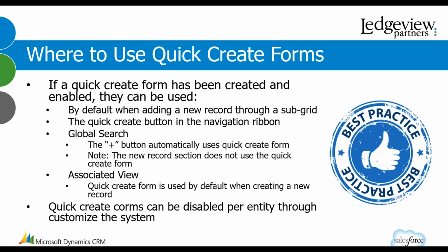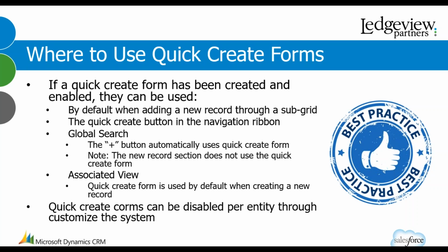The quick create button in the navigation ribbon, and I will go into CRM and show you where these are exactly. The quick create button in the navigation ribbon, and in the global search, when you search for an item and there's a plus button right next to the account or contact, will use a quick create form. However, where it says create a new record, that by default uses the standard main form, not the quick create form. And then also associated views. I'll show you how to get to each one of these.